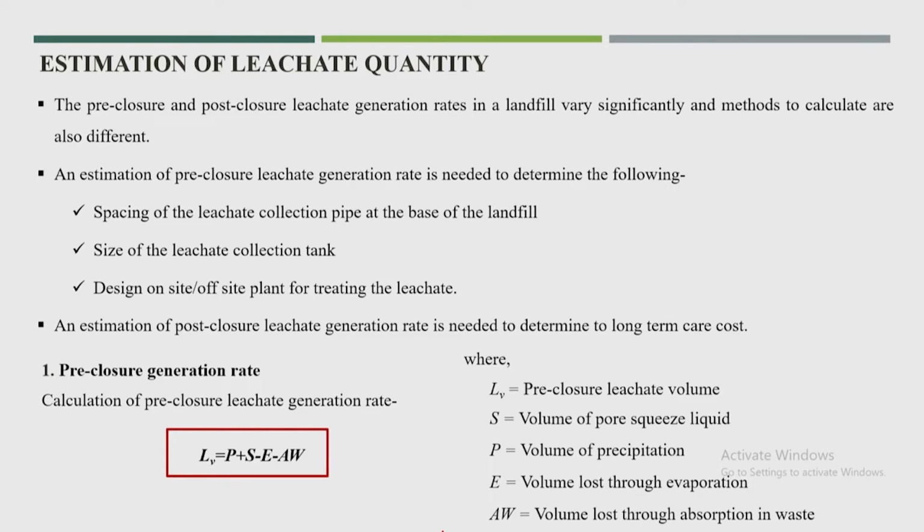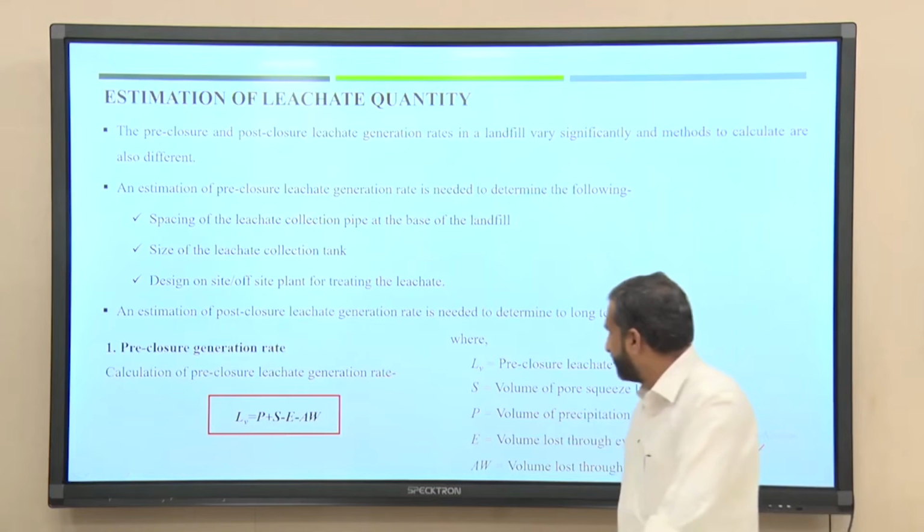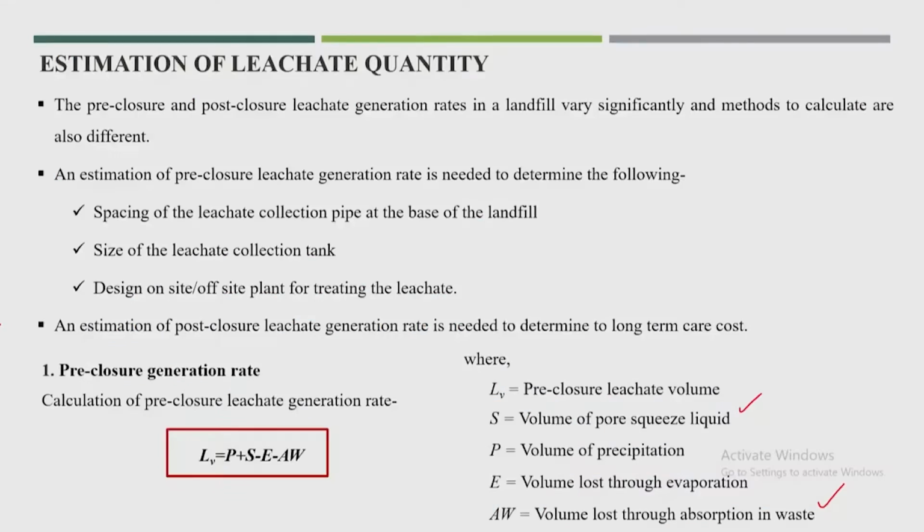Normally, the pre-closure generation rate you can calculate by a simple equation. The pre-closure leachate volume is the sum of the volume of precipitation and the volume of pore squeezed liquid, that is excess moisture, reduced by the volume lost through evaporation and the volume lost through absorption in the waste material. To know the volume of pore squeezed liquid, you need to know the moisture of the waste material, and because of that you will also come to know how much volume loss through absorption into the waste material has to be checked from time to time. That way we can calculate how much leachate generation rate could be possible.